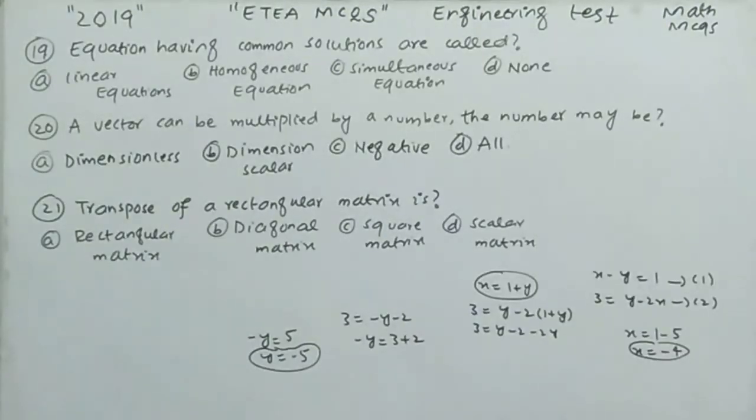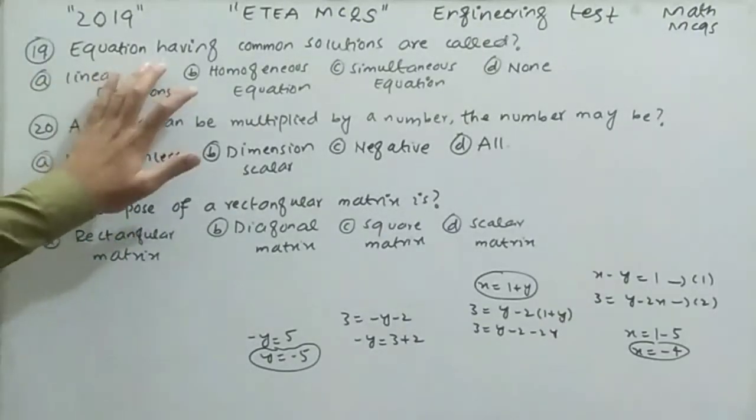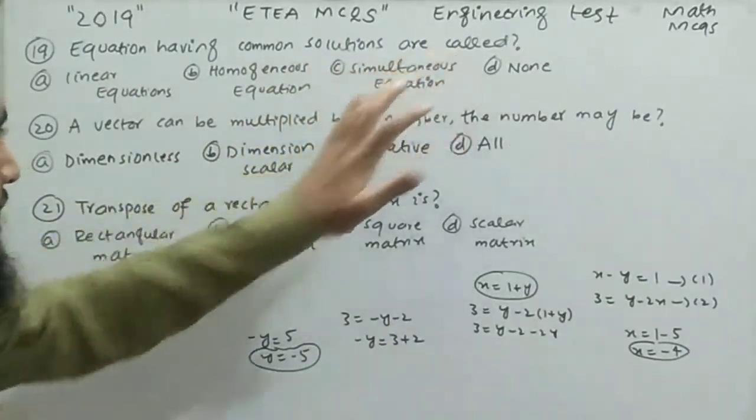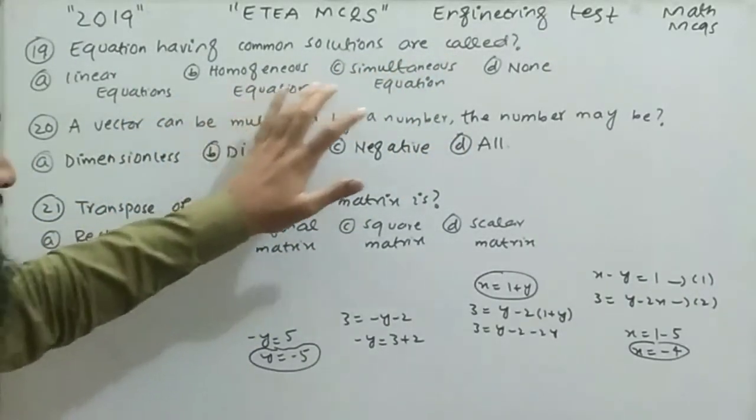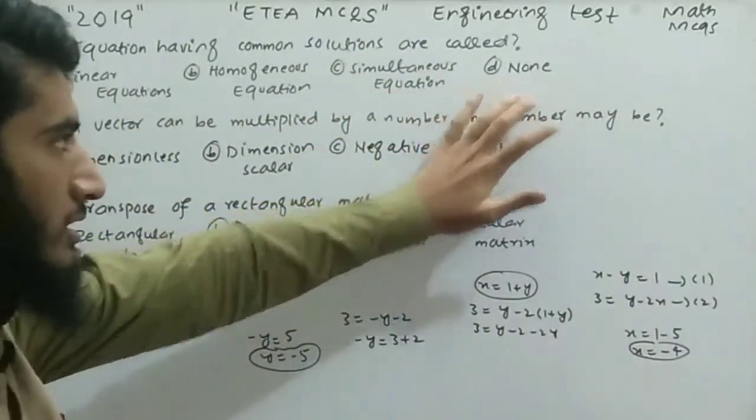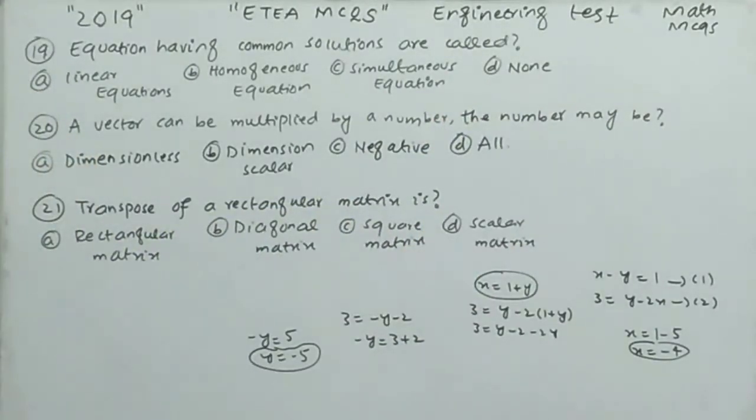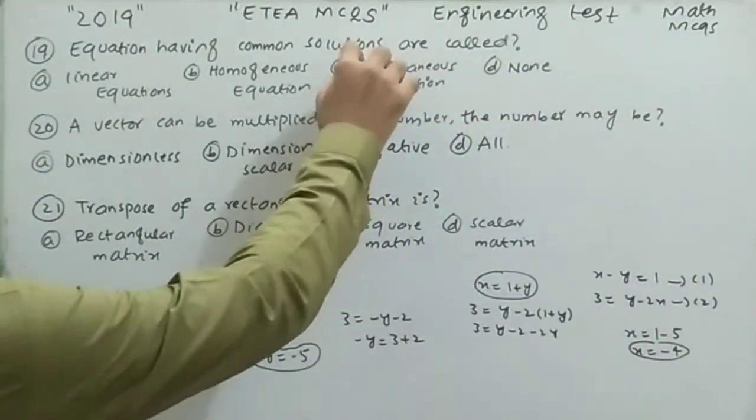Now move to the next MCQ number 19. It tells that equations having common solutions are called: linear equations, homogeneous equations, simultaneous equations, and the last option is none. The correct option for this MCQ number 19 is option C, simultaneous equations.